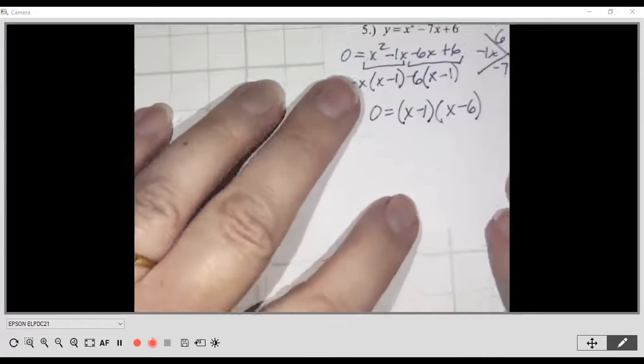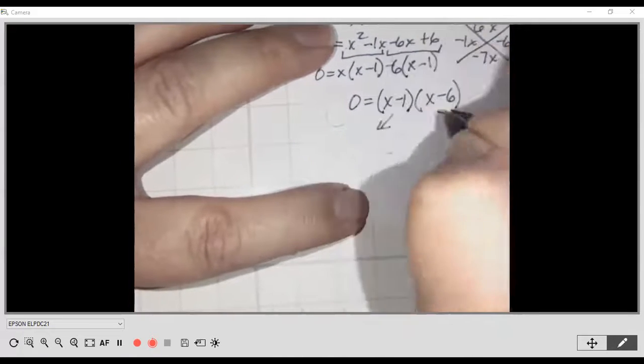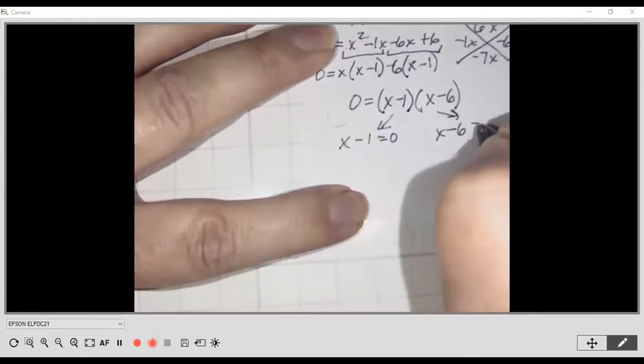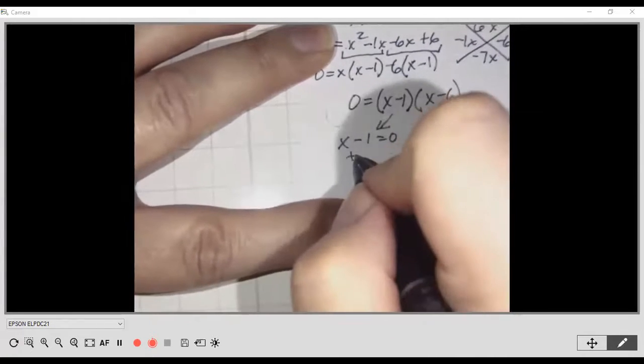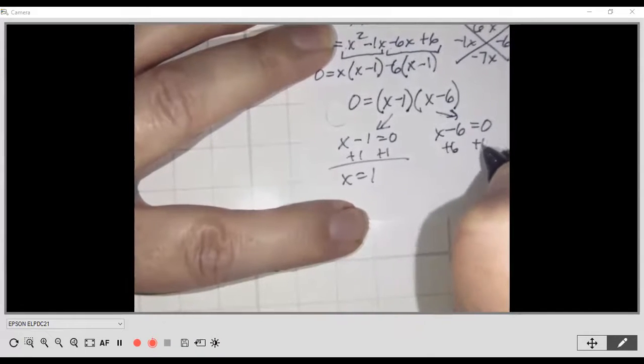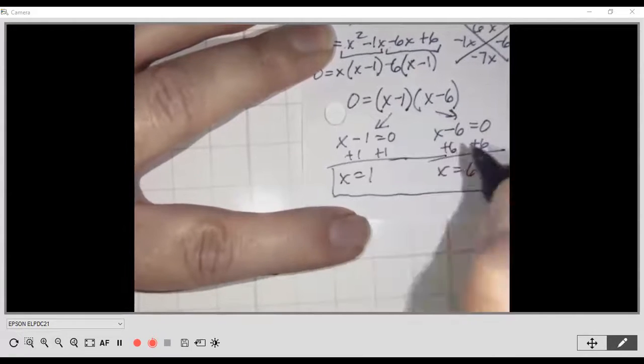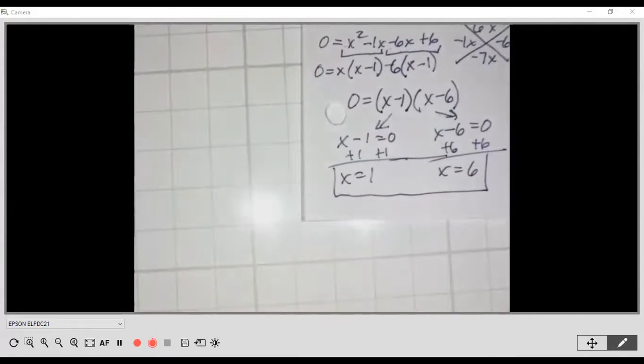And we branch that off using the zero product property. Either x minus 1 equals 0 or x minus 6 equals 0. Add 1 to each side to give us x equals 1. Add 6 to each side to give us x equals 6. So x equals 1 and x equals 6.